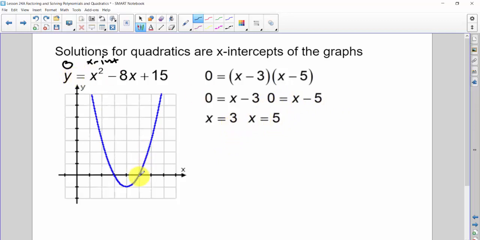And what do you know? Those two values are x-intercepts. And that's going to be a big deal as we go through. So basically, the x-intercepts are solutions to quadratics when set equal to 0.